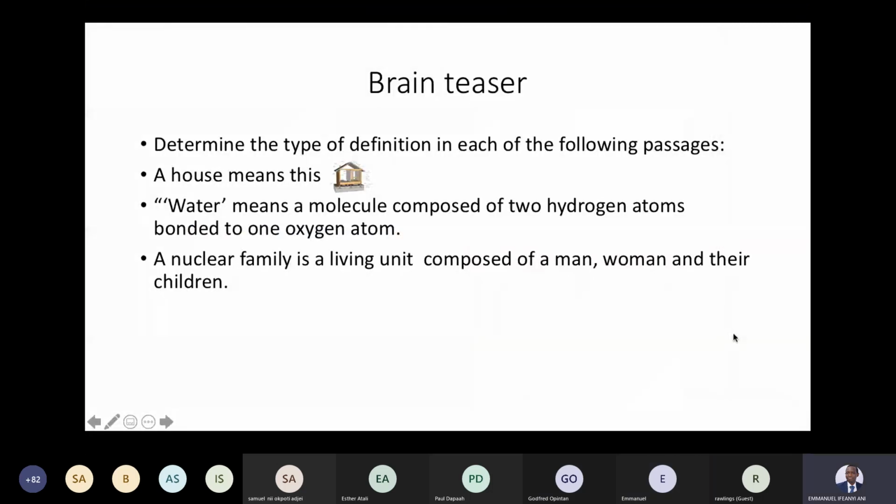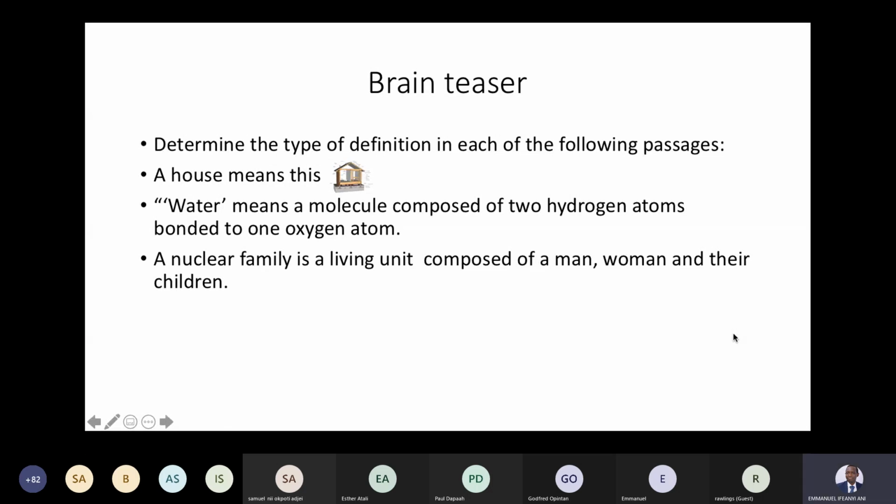Okay, the second question. Water means a molecule composed of 2 hydrogen atoms bonded to 1 oxygen atom. What kind of definition is that? Theoretical definition. Is it also an operative definition? Yes, sir. Okay, remember you can have more than one type of definition applying to a certain term.